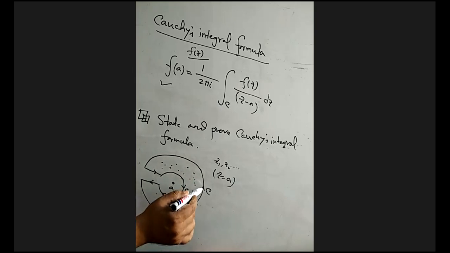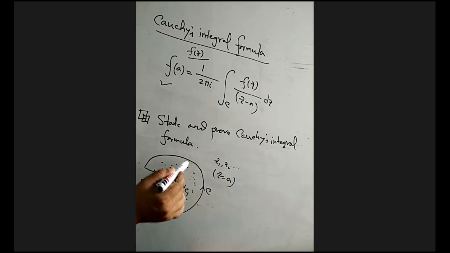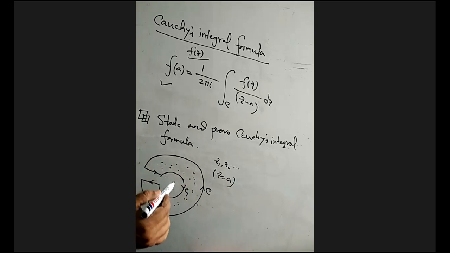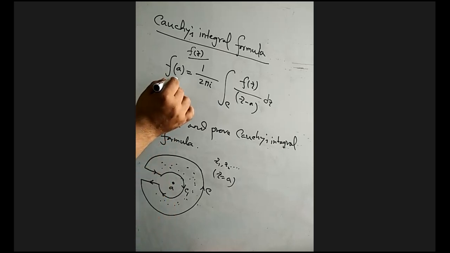Now for independent path, we can find that the closed integration over C equals the opposite of the closed integration over C1. Then we can prove Cauchy's integral formula.